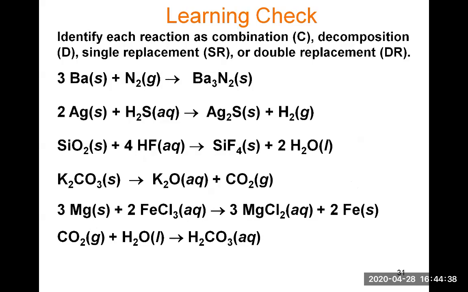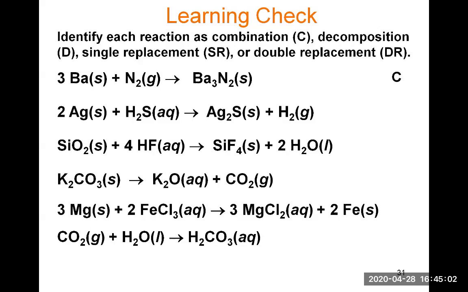So the first example, 3Ba solid plus N2 gas gives Ba3N2 solid. So this can be seen as a combination reaction. And the key to recognize that is that there is only one product. One product, so that tells you it's a combination reaction.